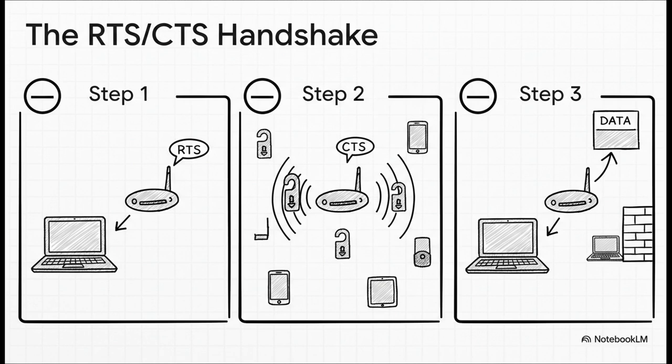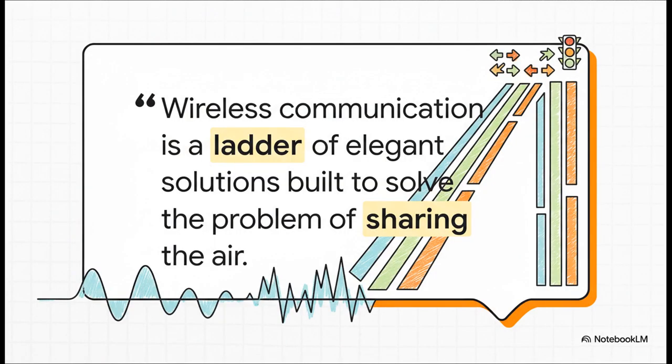Pretty smart, right? So when you take a step back and look at the whole picture, you see this amazing ladder of solutions. We start with the simple physics of a sine wave. We build on top of that with modulation to encode our data. Then we add multiplexing to create lanes on our highway. And finally, we layer on smart access rules like CSMA/CA and that RTS/CTS handshake to direct all the traffic. Each step is just an elegant answer to the problem that came before it.